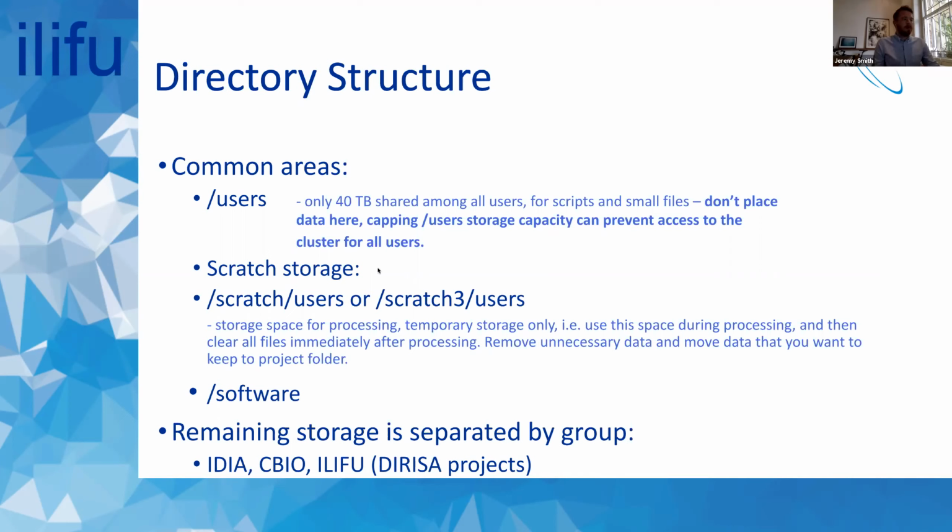Just in terms of the common areas, I just want to backtrack. One of the key points with your home directory at /users is that this directory is where you land on the SLURM login node, but the mount is only 40 terabytes. This is shared amongst all users on the cluster, and therefore we request that users don't put large data or large files in their home directory. The home directory is only used for scripts, small notes, and maybe documentation, that sort of thing.